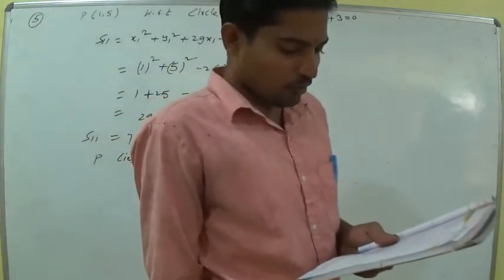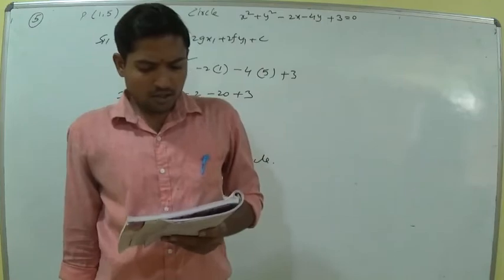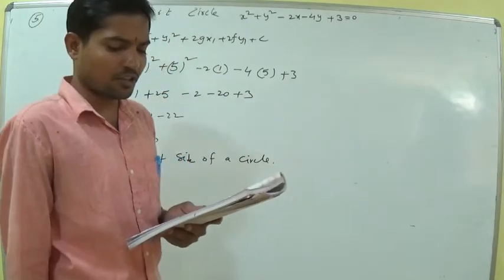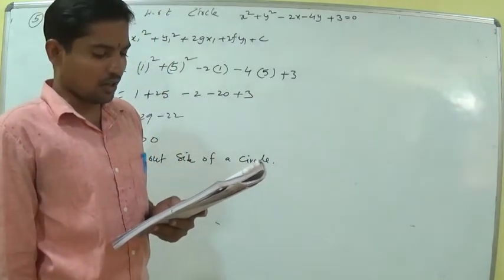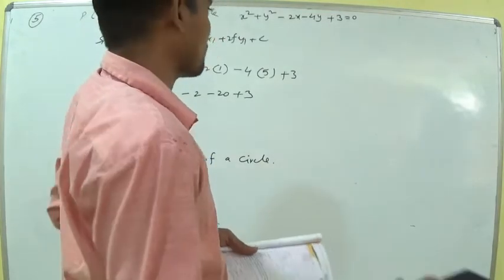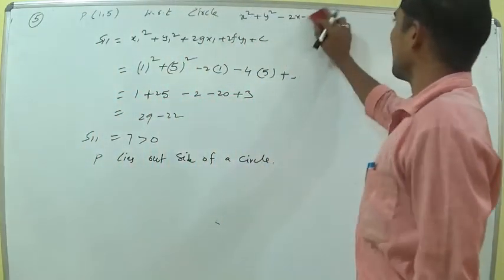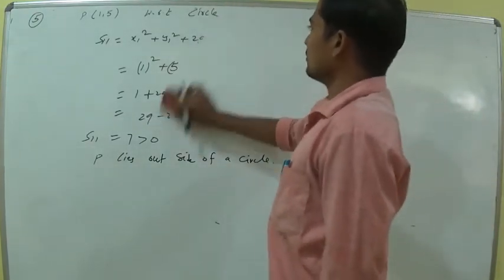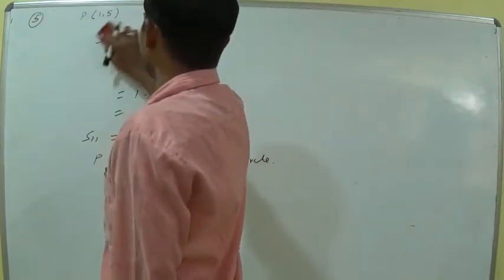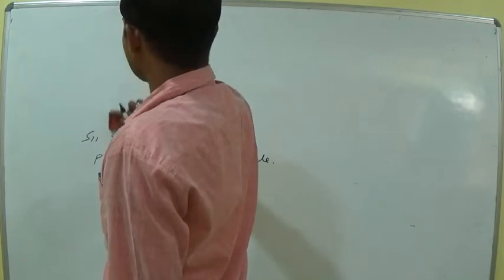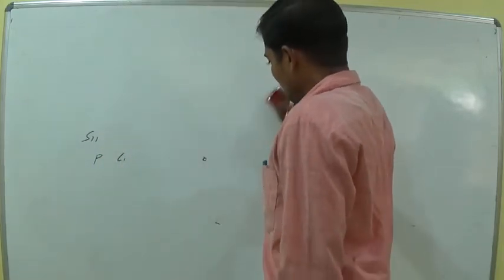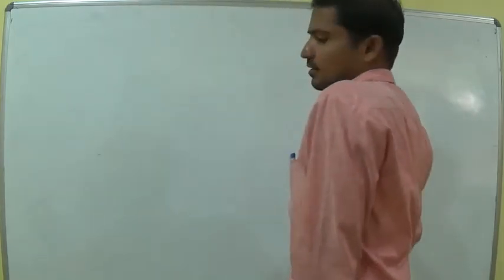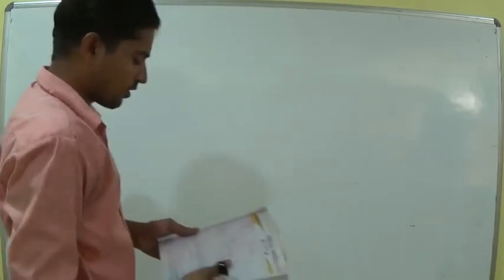So next one. The equation of a circle passing through the endpoints of a diameter. Endpoints of a diameter, suppose A (x1, y1), B (x2, y2). Then the equation of the circle with AB as a diameter is (x minus x1)(x minus x2) plus (y minus y1)(y minus y2). Remember the equation form.